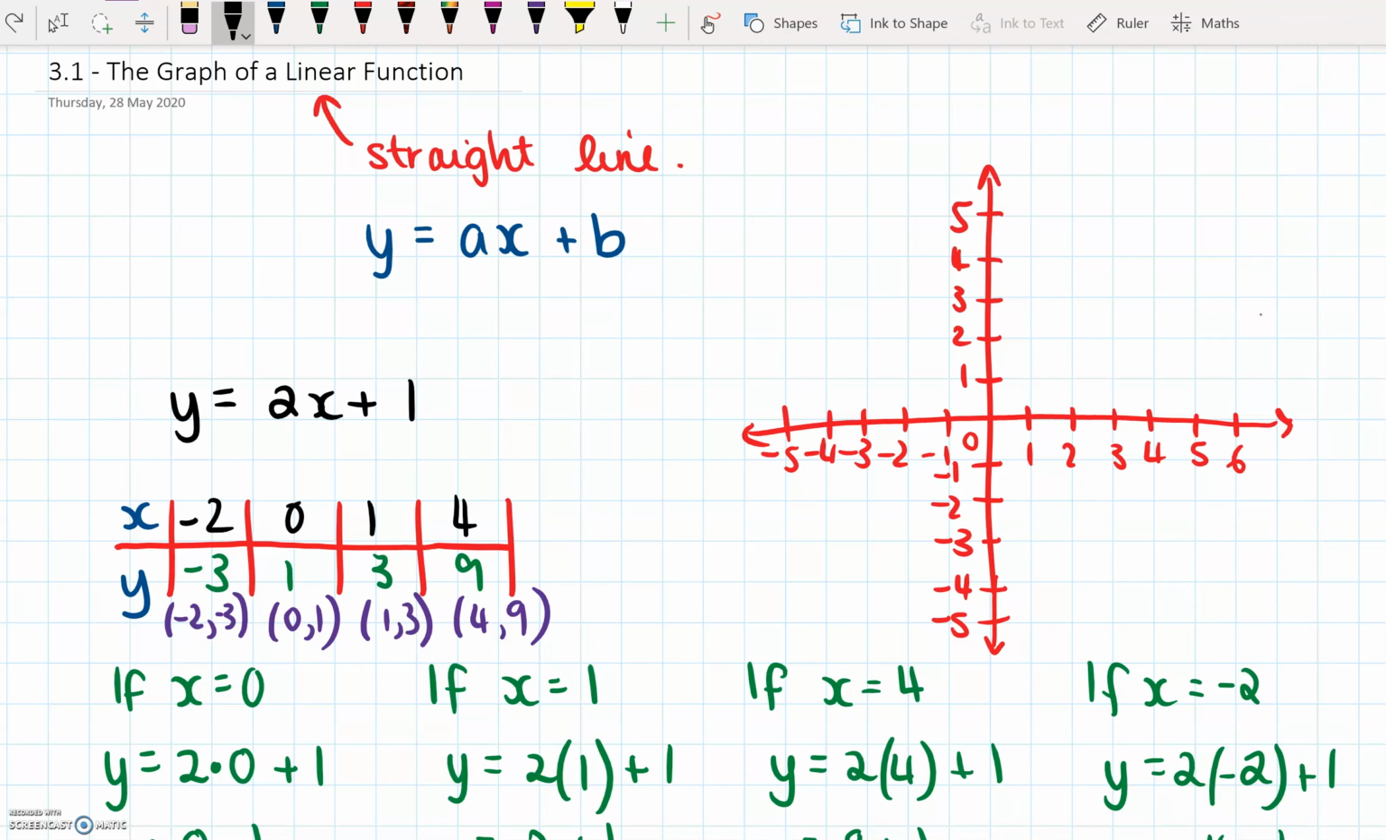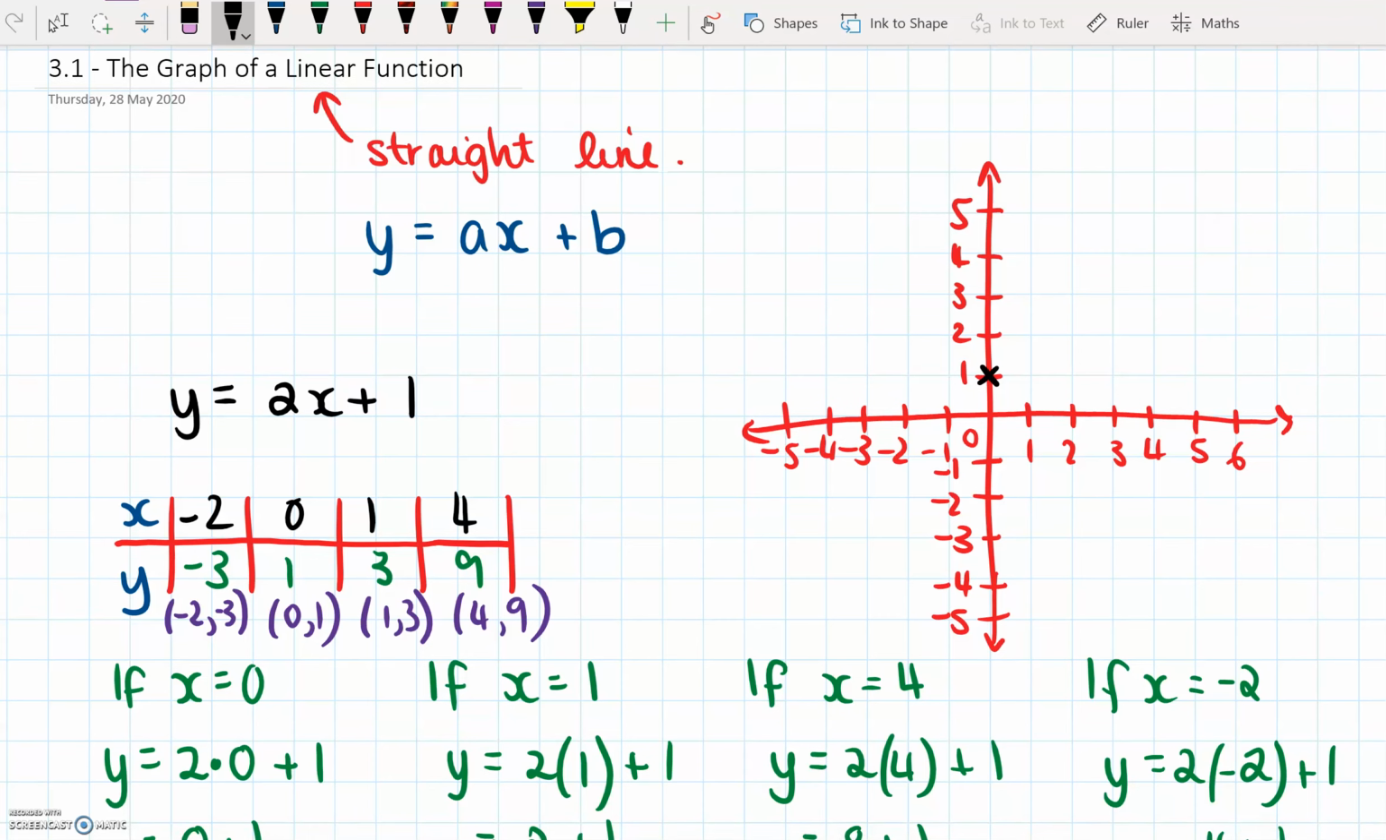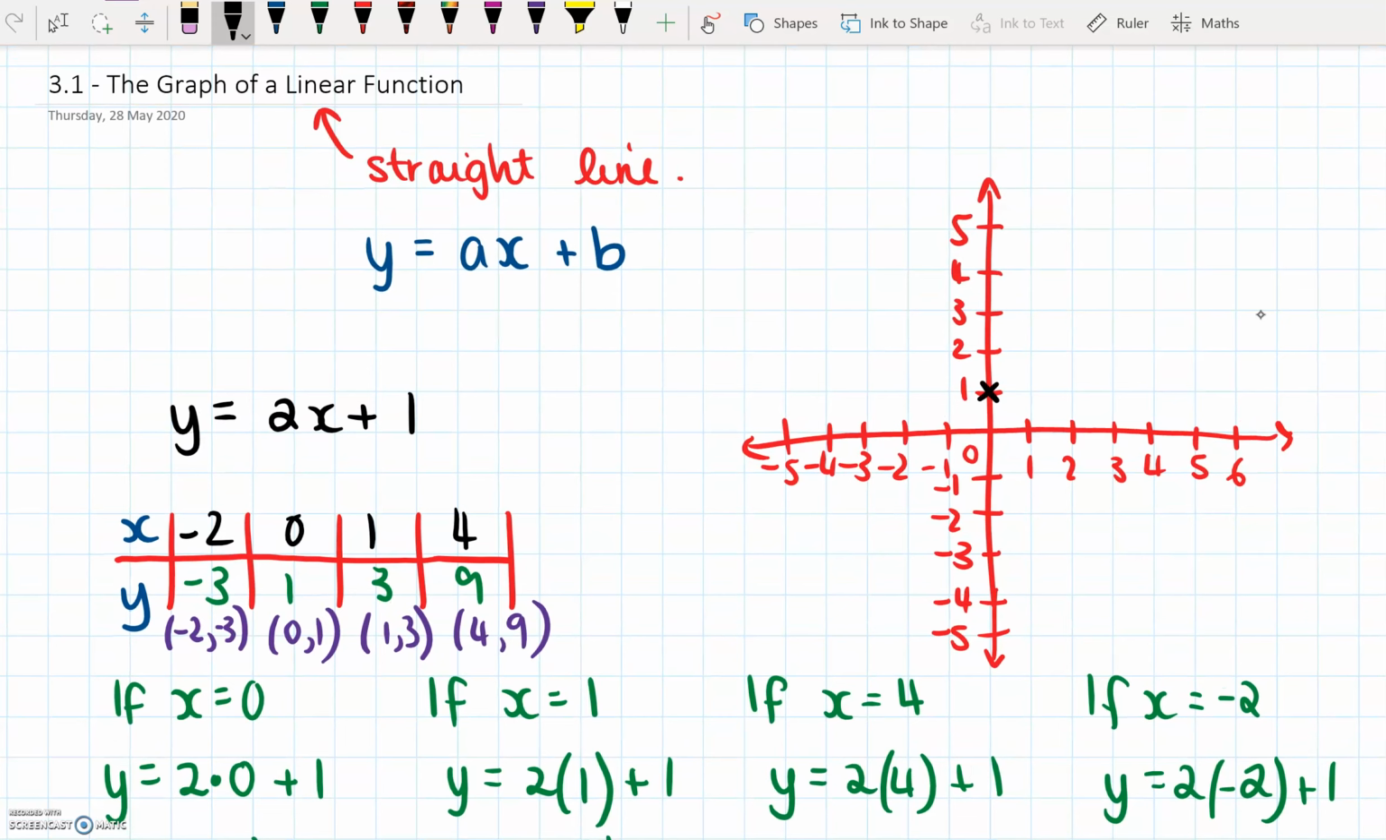So we have 0, 1, so that's here. We have minus 2, minus 3, which is down here. We have 1, 3, and we have 4, 9, and 6, 7, 8, 9. In my case, it's going to be off the screen, so we'll put it up here. Okay, and then what I can do now is I can draw a line that joins all of these. Okay, and we have just drawn our line.